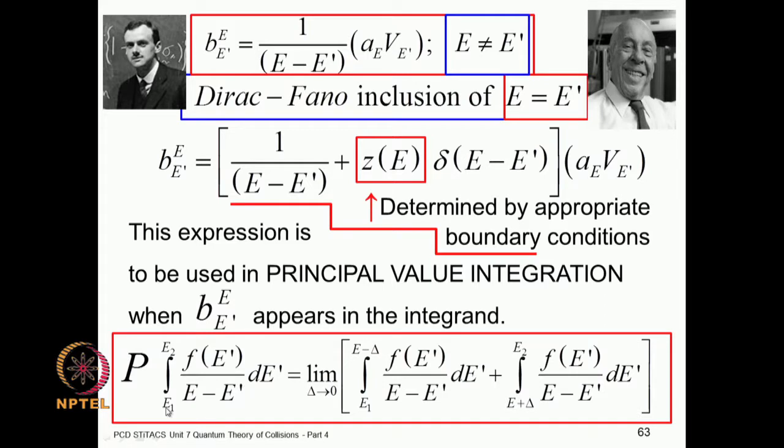So whenever you evaluate an integral from E1 to E2, and then you have a problem over here when E prime goes to E, then you go close enough and then hop over that point and then do the rest of the integration. Okay? So that's the principal value integral, that's how it is defined.